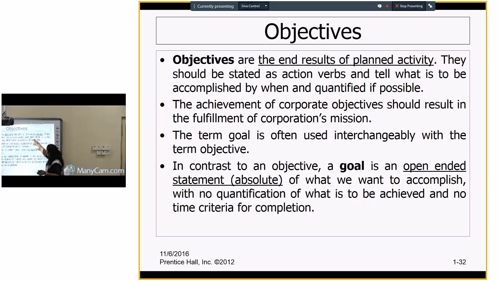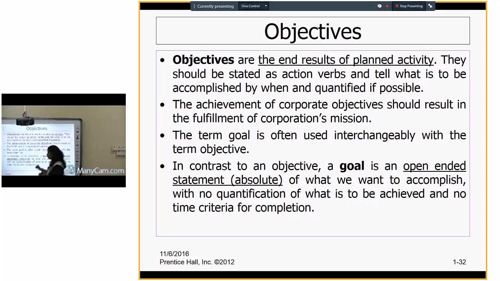But objectives are end results that should be in action verbs, accomplished by when, and quantifiable. That means objectives should be stated as action verbs, and we also have to highlight when and where we can achieve this particular objective. But a goal is just an open-ended statement, absolute. It's vague, not clear. Understood? So what we want to accomplish, with no quantification of what is to be achieved and no time criteria for completion.